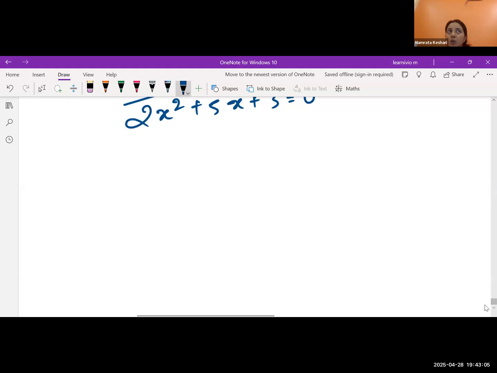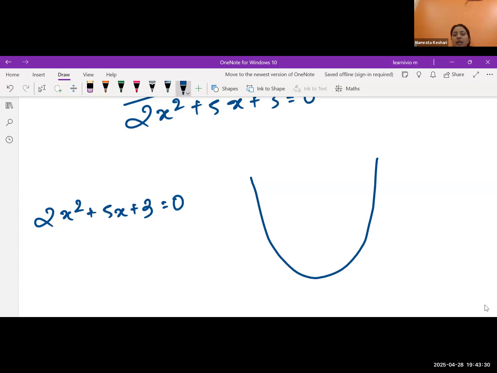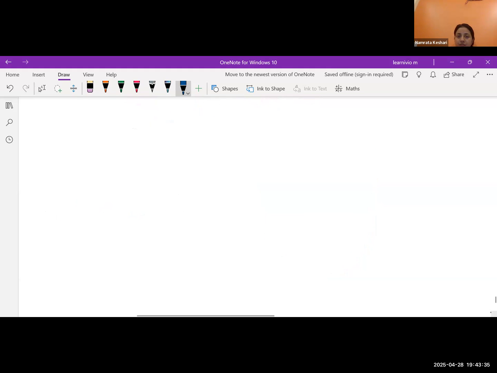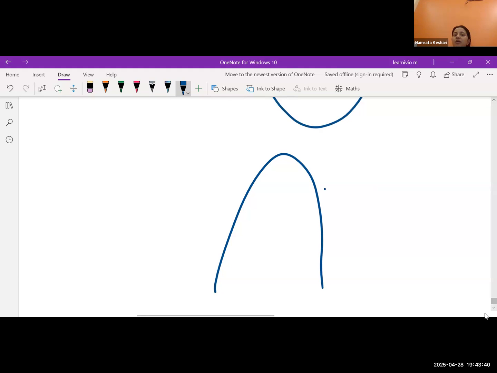Whenever you see the graph of a quadratic equation, we don't have to think much about the graph here, but you need to have a little bit of understanding about it. When you have a quadratic equation, you will always find that the graph is a parabola, a U-shaped figure like this, or maybe a U-shaped figure like this. This type of figure is called a parabola.